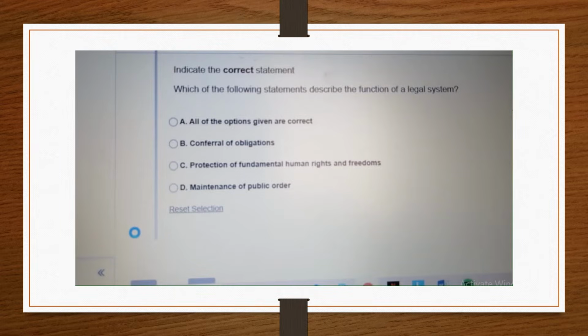Indicate the correct statement. Which of the following statements describe the function of a legal system? A. All of the options given are correct. Yes, that's what I choose as my answer. B. Conferral of obligations. C. Protection of fundamental human rights and freedoms. D. Maintenance of public order. So I chose that all these options are correct.